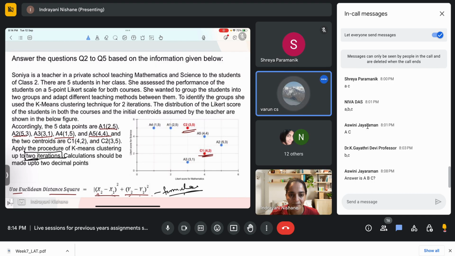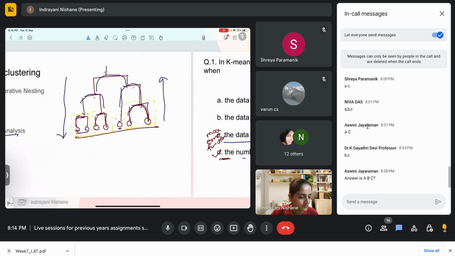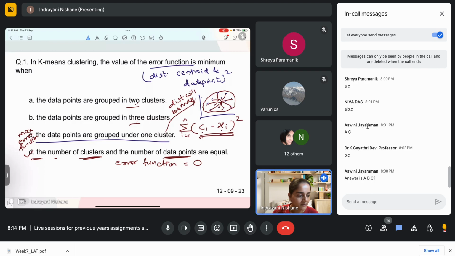Ma'am, go to question 1. Question 1. Okay. The last part, where the number of clusters and data points are equal. Yeah. So we had enough discussion. So what is the confusion, Varun, here? Only the last part, the fourth option, that you did not understand.